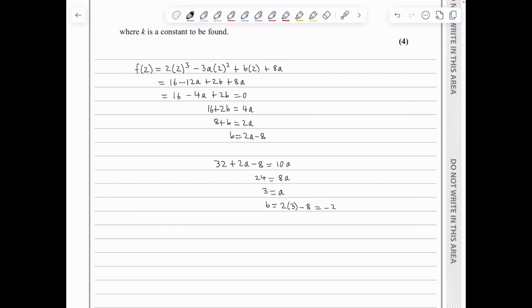And now that I've got a and b, let's go and look at the expression for f of x. Well, f of x was equal to 2x cubed minus 3 times a, which is 3x squared, plus the b, which is negative 2x, plus 8 times a, so 8 times 3. So we're looking at 2x cubed minus 9x squared minus 2x plus 24 for f of x.